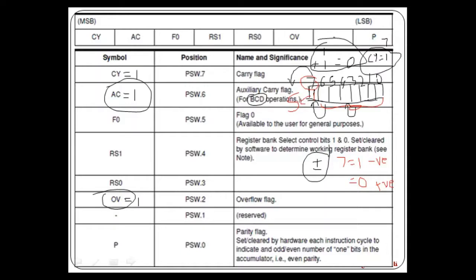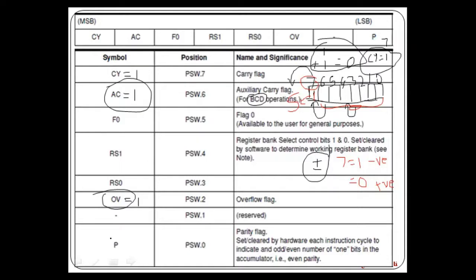So if 1 is there, you will say that the result is negative. But is that true? No. Why? Because this 1 is because of the carry generated from the 6th bit to the 7th bit. Hence, if you are performing operations on signed integers, you have to check your overflow flag. Next is reserve. The manufacturers keep some bits reserved so that they can design some other flag in future.